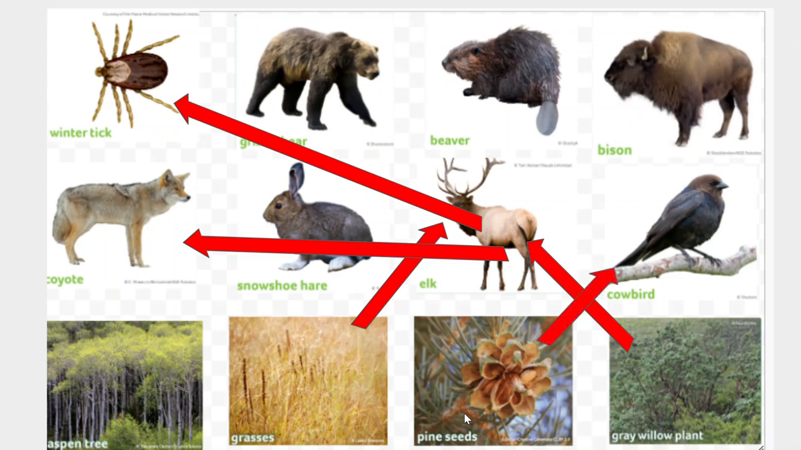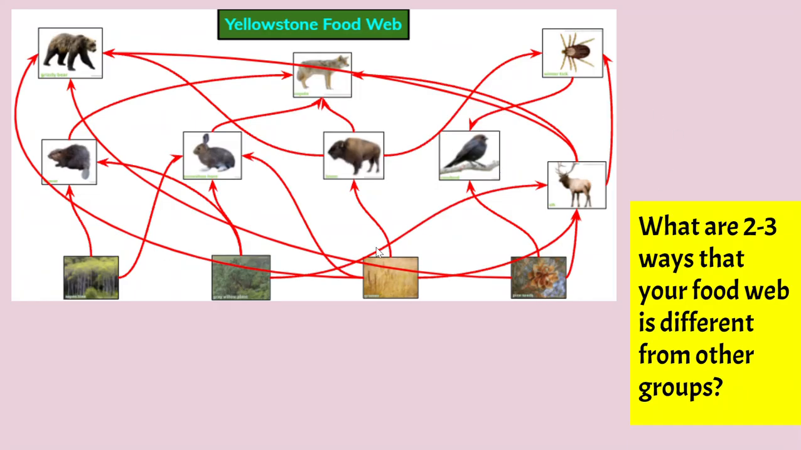A cowbird is going to eat some pine seeds, so energy goes from the pine seeds to the cowbirds. And so if we break all of these cards representing organisms out, we can have a pretty complicated food web. We have grasses, or these are aspen trees, going to the beaver, also going to the hare, and we have our grasses going to the bison, and also the grasses are going to go over here to the elk.